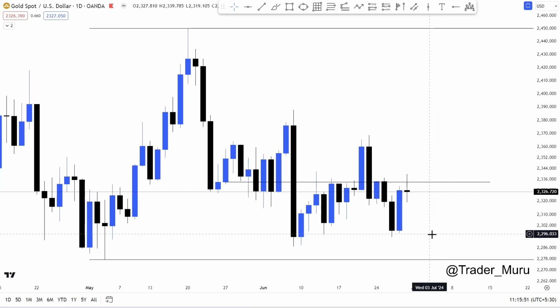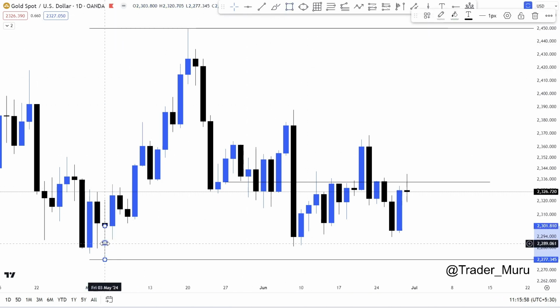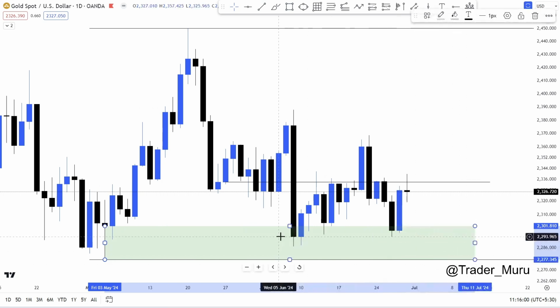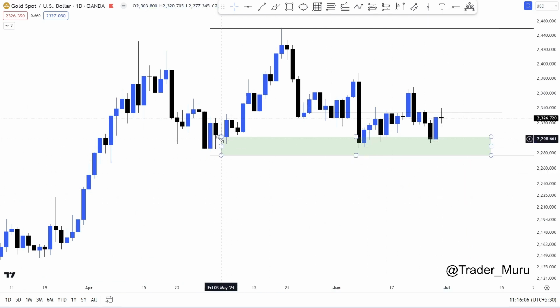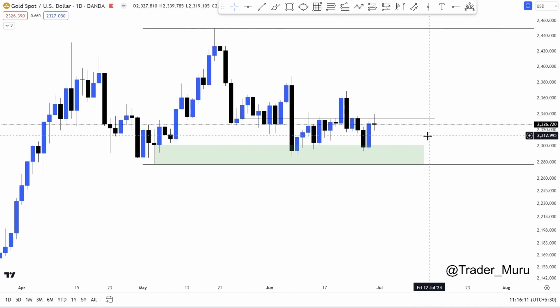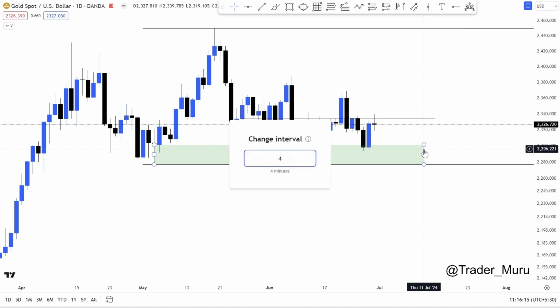So what we have here is a bigger demand zone from which gold keeps bouncing right now. You can see this is the demand zone from which gold is bouncing. Okay guys, so let's go to a smaller time frame.